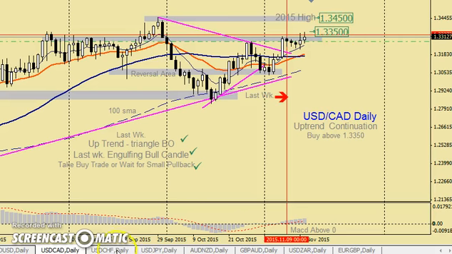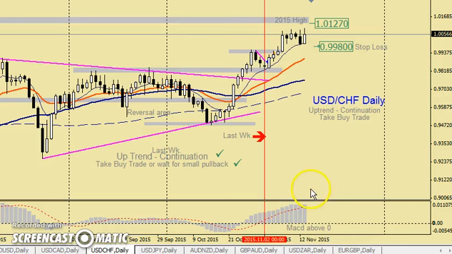Okay, and now we're in the U.S. Swiss franc. Let's take a look here. Okay, U.S. Swiss franc was one of the strongest currency pairs last week. It kind of went up. Well, actually, it went sideways. Let's go right to here.